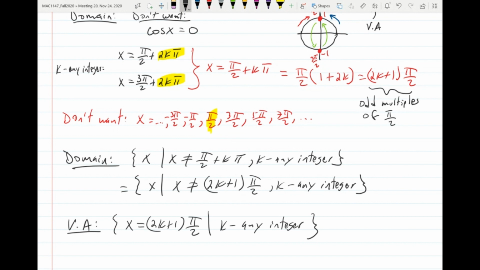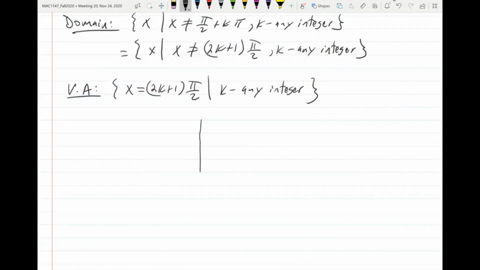Okay, so let me start showing you the picture, at least of the asymptotes. So when you're going to graph the tangent function, we're going to have the following. So we're going to have 0. Here is pi over 2.